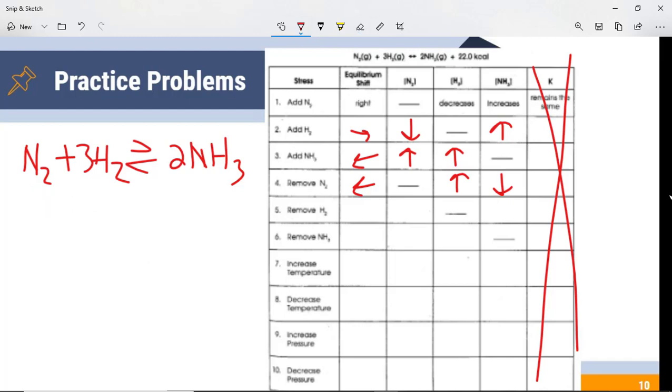you have very, very similar outcome. If we remove H2, equilibrium is going to shift that direction to make up for whatever H2 is lost. So N2 is going to increase, equilibrium shifts to the left, and NH3 goes down.